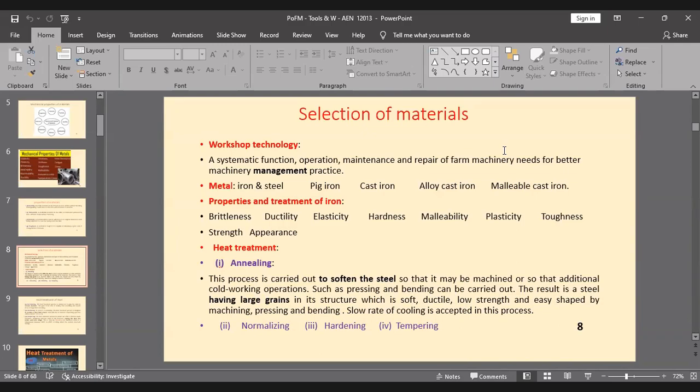Selection of material. Workshop technology. So what is workshop technology? A systematic function, operation, maintenance, and repair of farm machinery needs better machinery management practices. So actually this is machinery management.